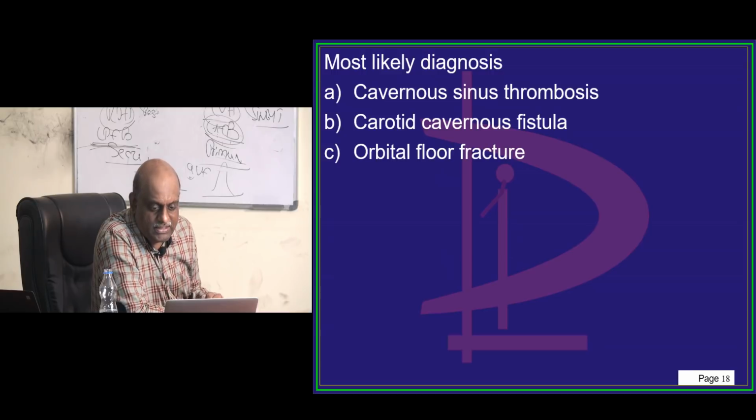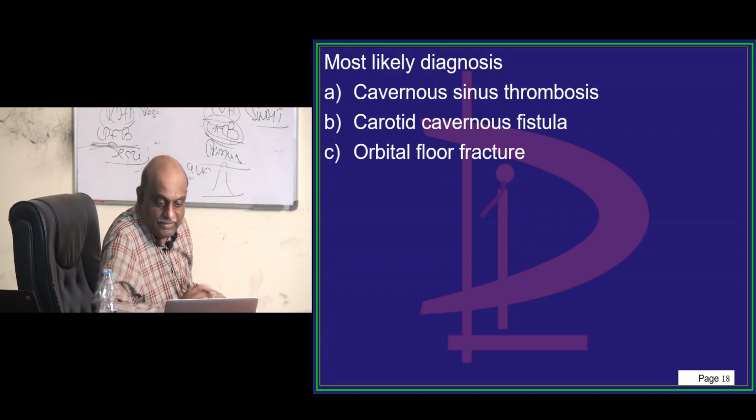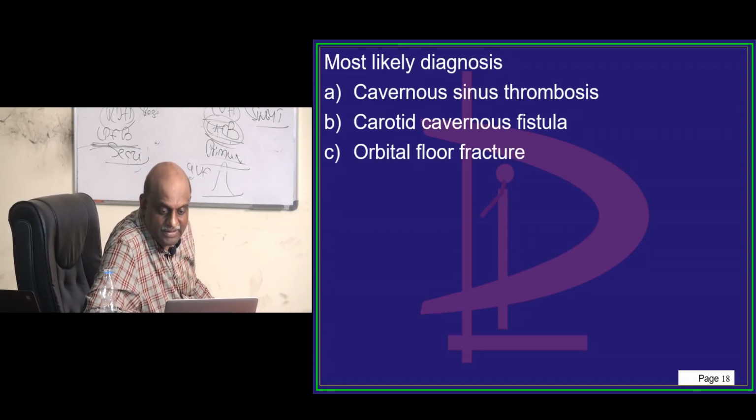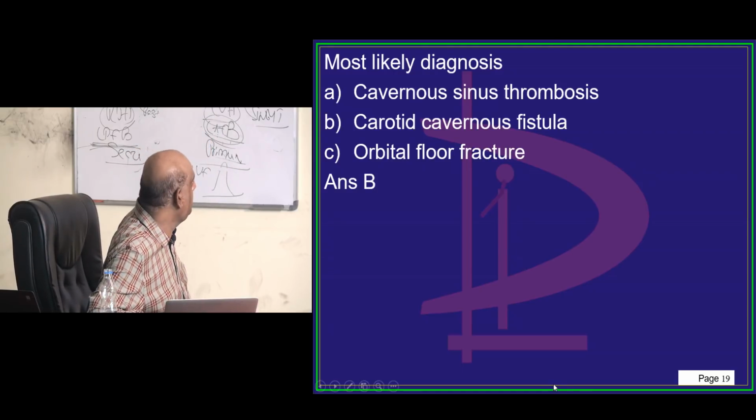Saundarya says C. Okay. Very good. Dr. Balakrishna proposes B. Very good. Carotid cavernous fistula is what you need to remember.